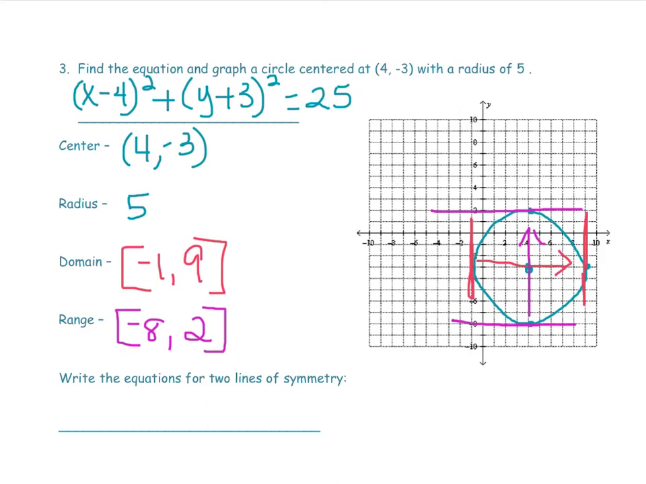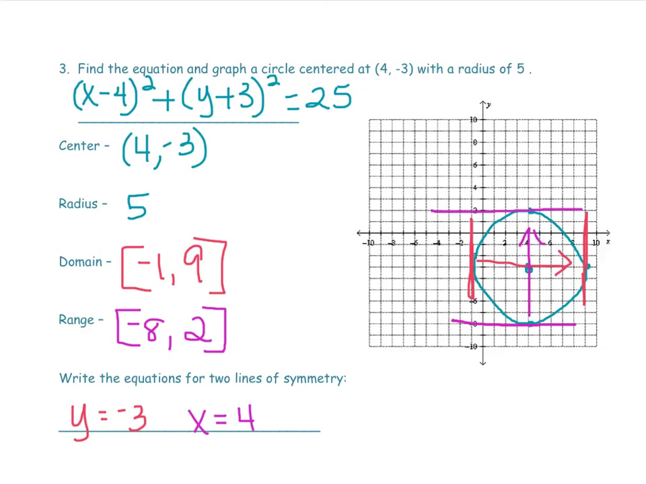Now let's state our lines of symmetry. We can have a horizontal line of symmetry that would go through the y-axis where y equals, let's see, is that -3? 4, 5, 6, yep, -3. So we would have one that's y equals -3. Now we can have a vertical line of symmetry, which would be x equals 4, because it goes right through the center of that circle.